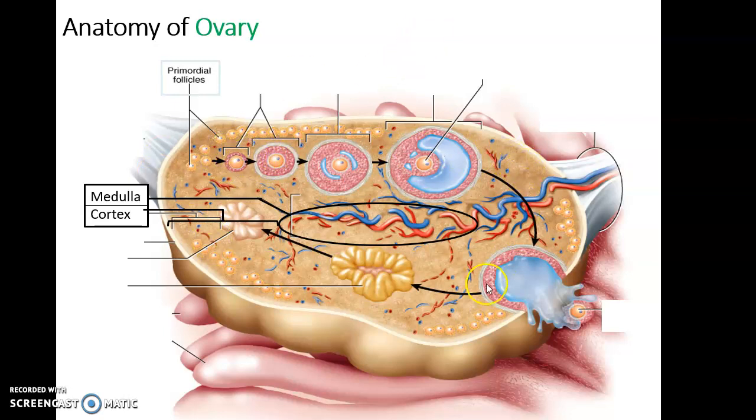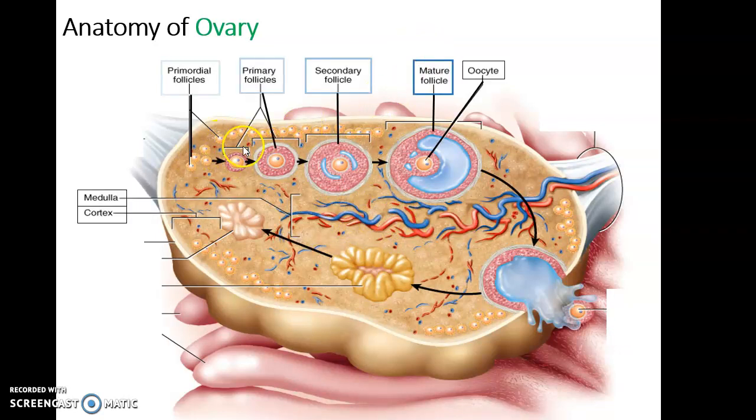The external or superficial portion of the ovary is called the cortex. This is where you'll find the follicles. And the internal portion, the deep portion, is the medulla. There's mostly blood vessels and nerves.